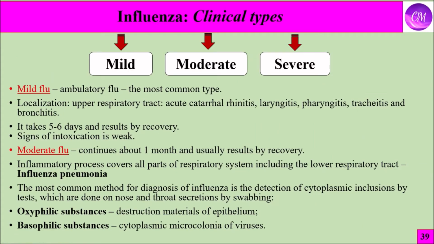There are three clinical types of the influenza: mild, moderate, and severe. Mild flu, which we also call the ambulatory flu, is the most common type, localized in the upper respiratory tract, and shown as acute catarrhal rhinitis, laryngitis, pharyngitis, tracheitis, and bronchitis. It takes 5-6 days and results in recovery, and the signs of intoxication are weak.